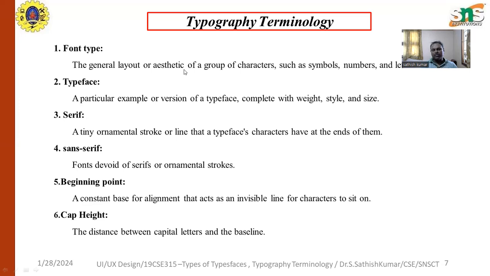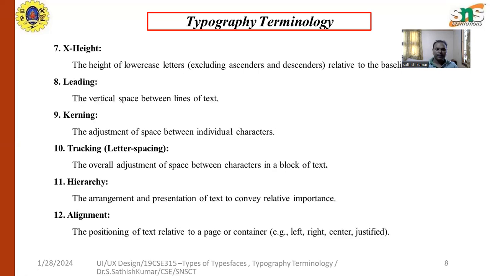Baseline, a constant base for alignment that acts as an invisible line for characters to sit on. Cap height, the distance between the capital letter and the baseline. X height, the height of the lowercase letters, excluding ascenders and descenders, relative to the baseline. Leading, the vertical space between lines of text. Kerning, the adjustment of the space between individual characters. Tracking, the overall adjustment of the space between characters in a block of text.